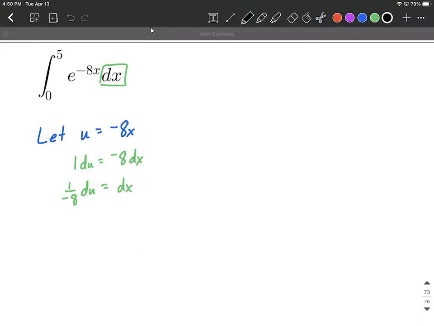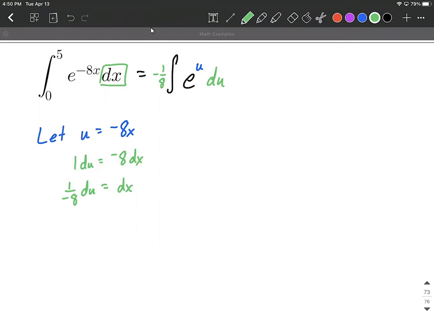So now where we're at is we can rewrite this. We have an integral of e raised to the u power with a du out here, but we also need that negative 1/8. I'm going to go ahead and put that out in front as we move constants to the front. So the dx got replaced with negative 1/8 du.